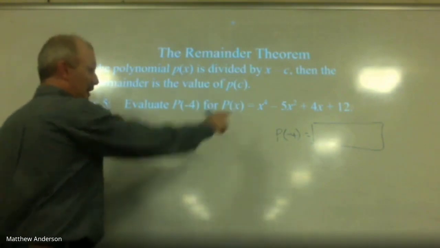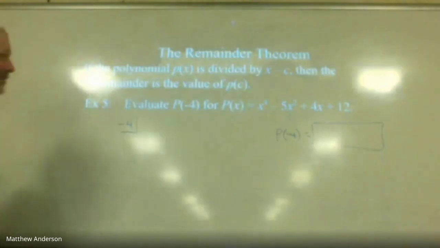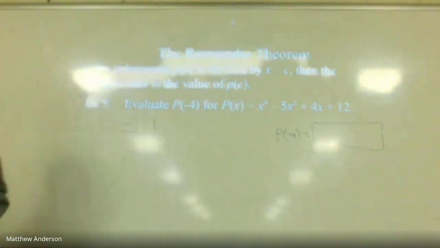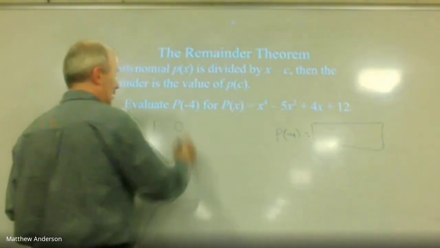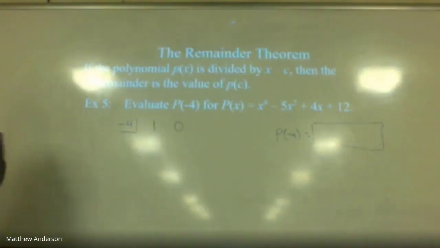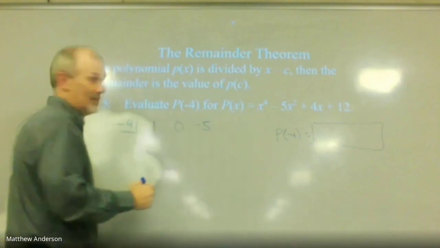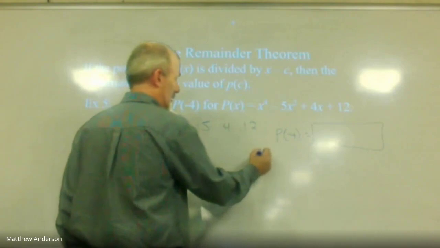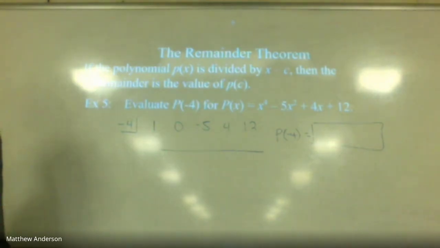Then we're going to go through here, and notice we've got x to the 4th. What is our coefficient for x to the 4th? 1. What's the coefficient for x cubed? 0. Make sure you watch out for those missing terms. What is our coefficient for x squared? -5. And for the x, 4. And then the constant is 12. And then we leave our little gap, right? So what are we going to do first? Drop the 1.